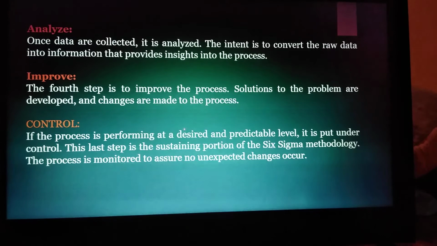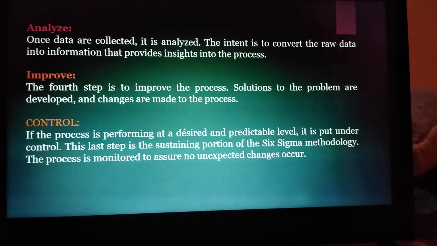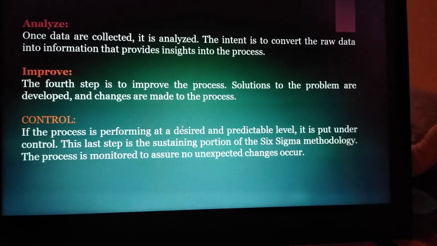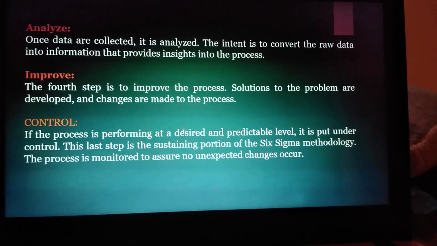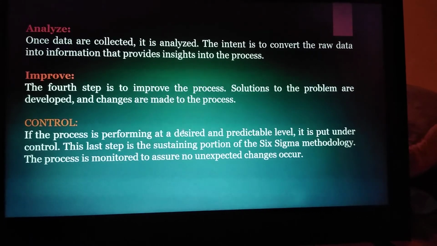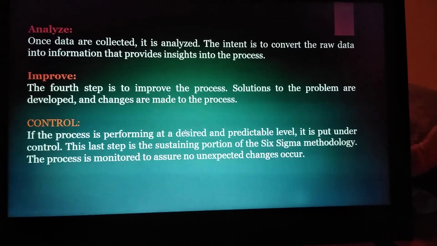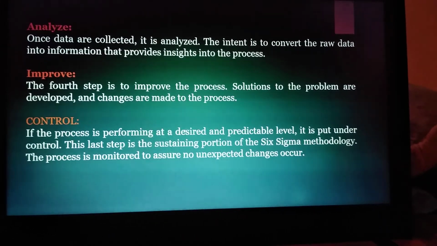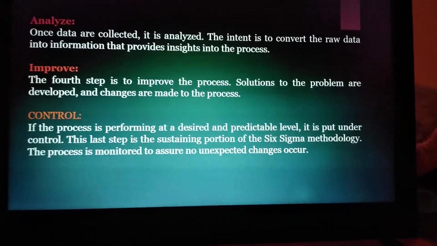Improve. The fourth step is to improve the process. Solutions to the problem are developed and changes are made to the process. Control. If the process is performing at a desired and predictable level, it is put under control. This last step is the sustaining portion of the Six Sigma methodology. The process is monitored to assure that no unexpected change occurs.